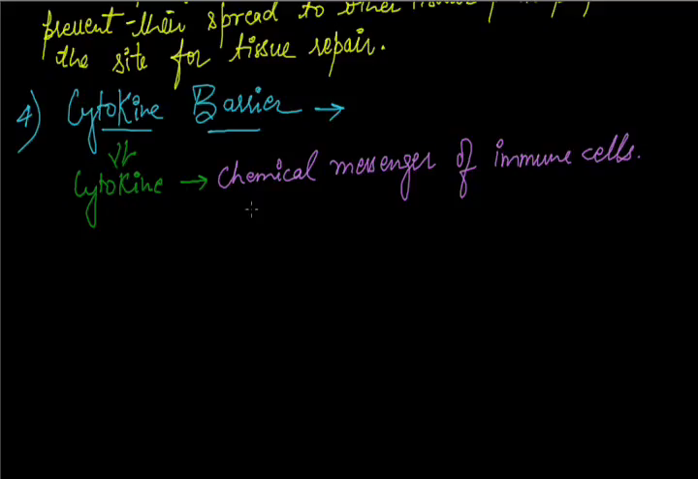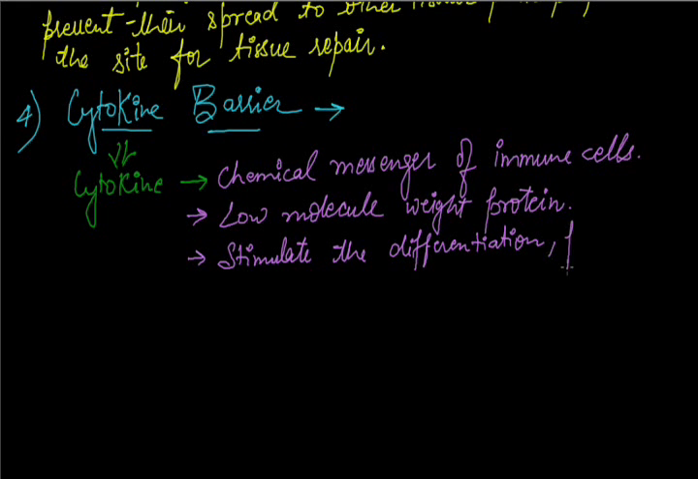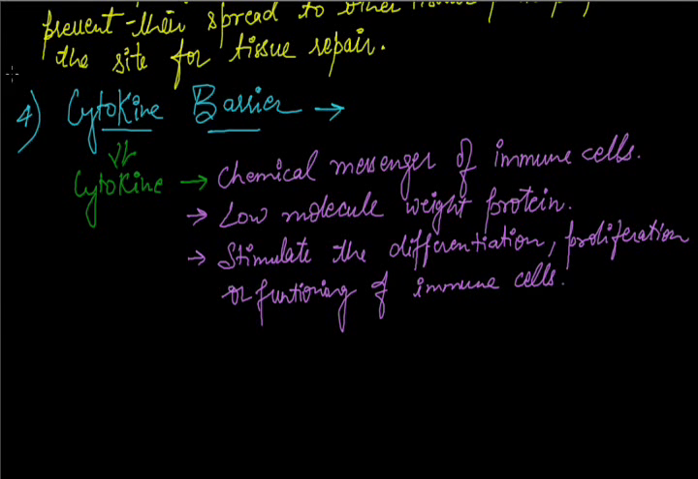Therefore, they are the chemical messengers of the immune cell. Next, they are low molecular weight proteins. Again, they are proteinaceous. Next, they stimulate the differentiation, proliferation or functioning of immune cells. Another important feature is that they are involved in cell-to-cell communication.